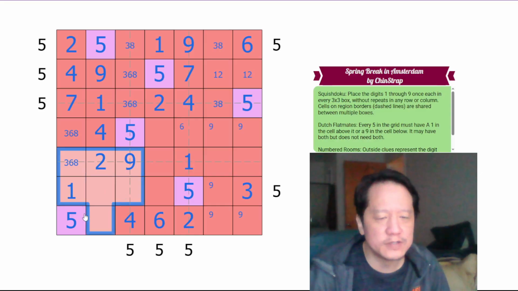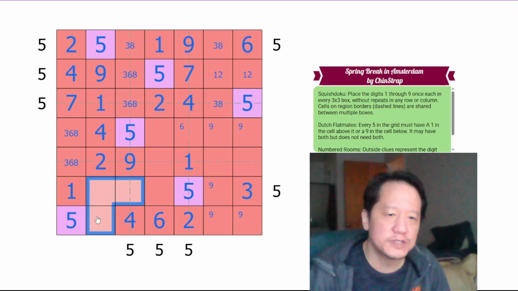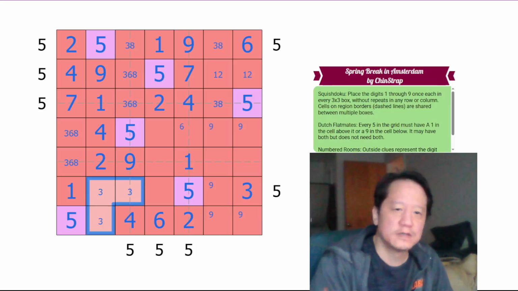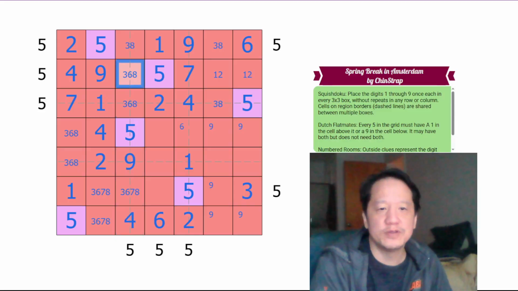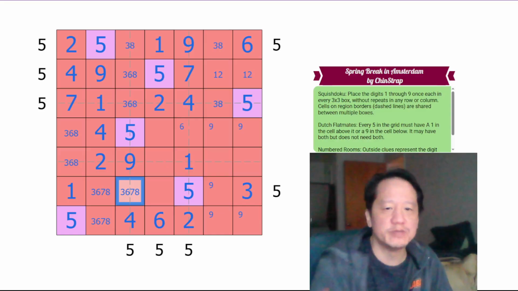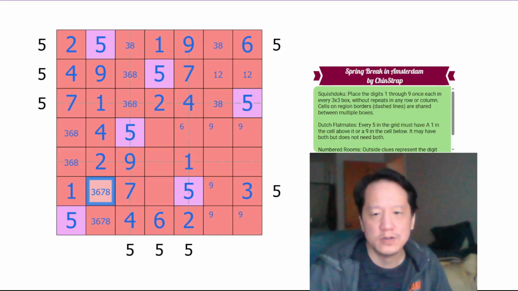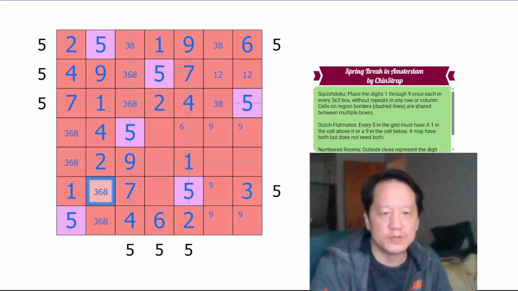Remaining digits of this lower left-hand box are 3, 6, 7, 8. Okay. This cannot be 3, 6, or 8 because of the 3, 6, 8 triplet in the column. So this must be 7 here, which eliminates 7 here and 7 here. This can't be 3 because of 3 in the row. This can't be 6 because of 6 in the row.